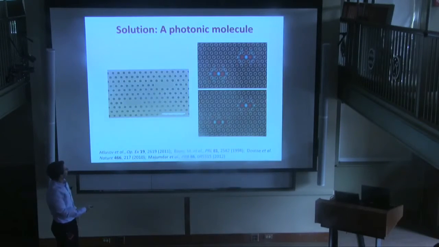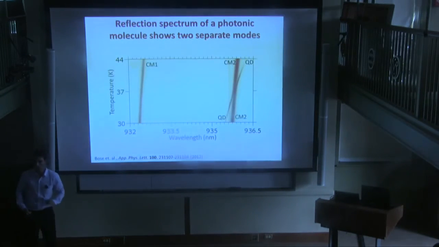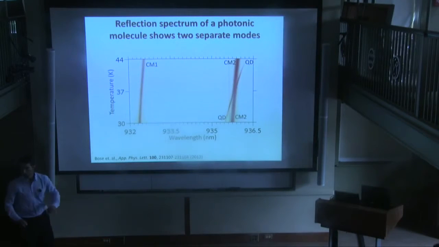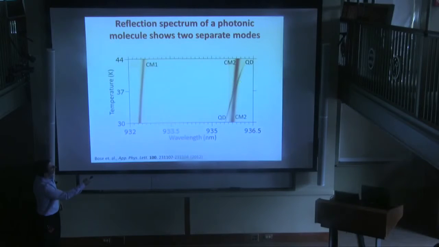And so that creates a very interesting situation for us, because now instead of 1 cavity mode, we have 2 cavity modes. And they're detuned by quite a lot. This is a spectrum as a function of temperature, and this is one of the coupled modes. This is the other coupled mode. And as we increase the temperature, you'll notice here there's a quantum dot that tunes across this cavity mode, and it anti-crosses.